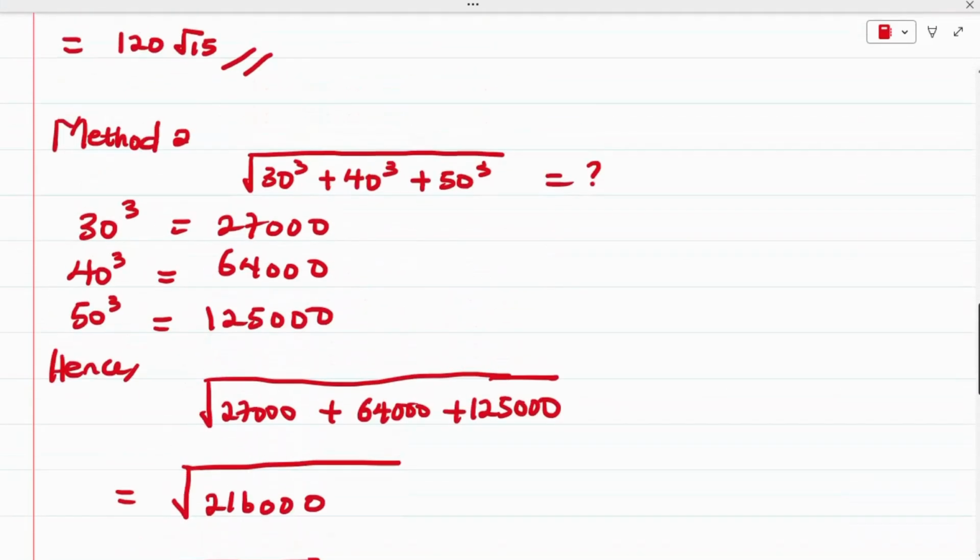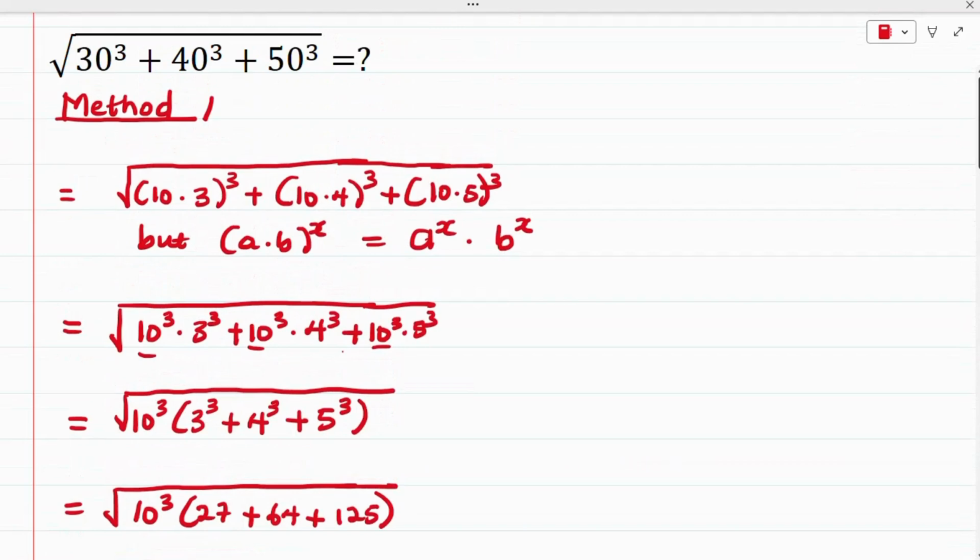So right here guys, this is how you can solve this nice square root math simplification problem, and we have our final answer to be 120 root 15.